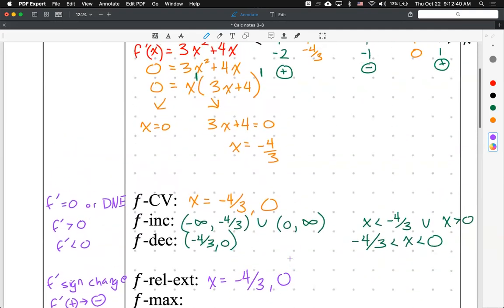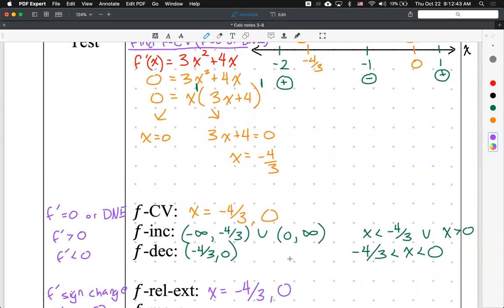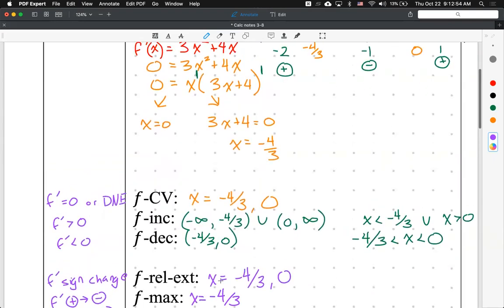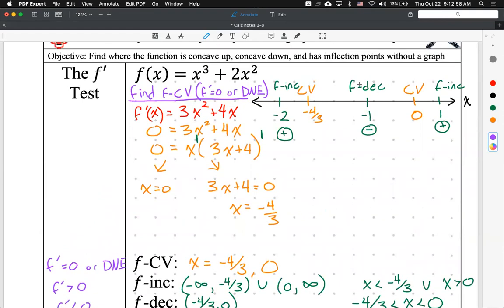All right, Fiona, where's the f max? Where's f min? Yep. There it is. So we can come up here and we can relabel these things. This CV is an F max, that was an F min, and both of them were F relative extremum.